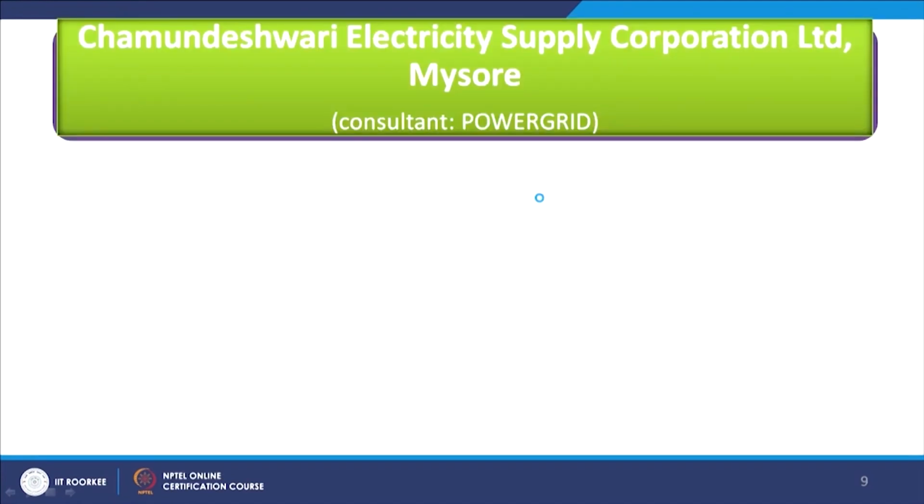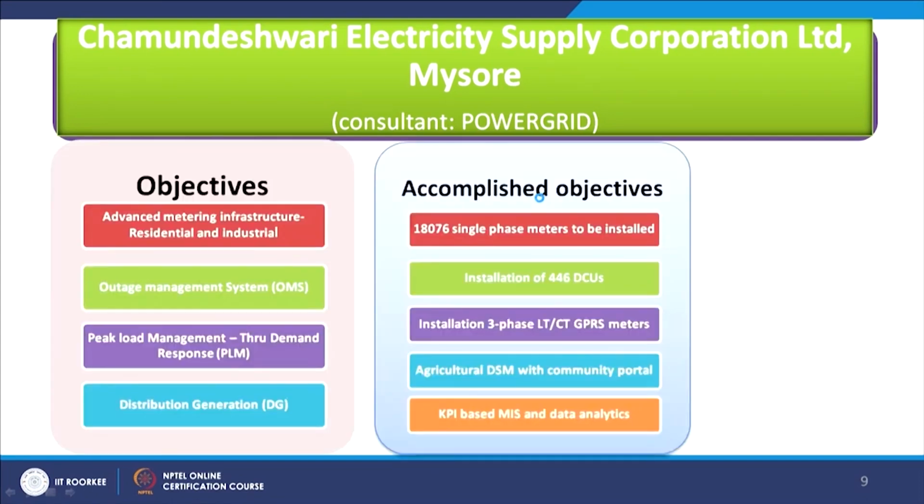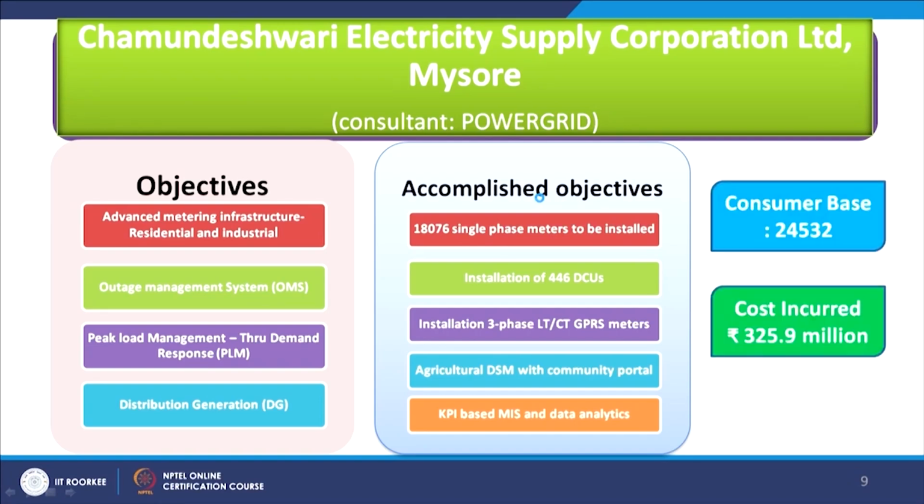Now, Chamundeshwari Electric Supply Corporation, Mysore, also achieved a good initiative in the field of smart grid, where the accomplished objectives were 18,076 single phase meters to be installed, installation of 446 DCUs, installation of 3 phase LT-CT GPRS meters, agricultural DSM with community portal, KPI based MIS and data analytics. And this is also a quite successful project at this point of time to highlight the Chamundeshwari project.